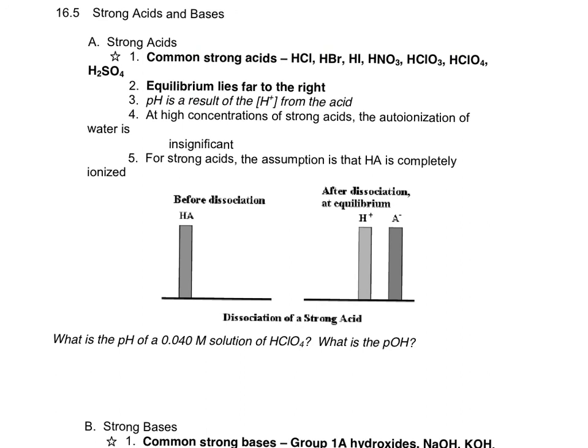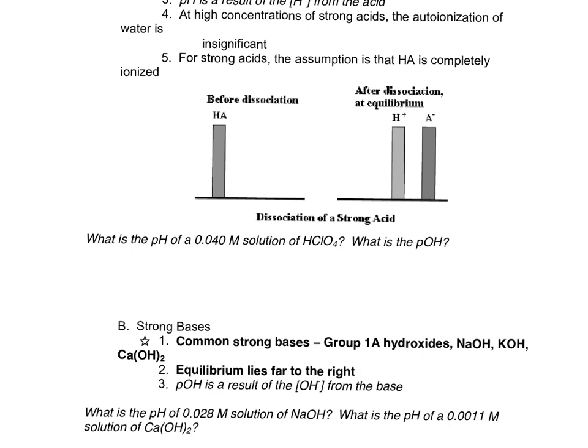Okay, here's our list of strong acids. We've seen these before. We need to make sure we know them. These are our most important ones to know. The others show up every now and then, but these 4 are probably the ones that show up the most often. We know that with strong acids, they have complete and total dissociation, so equilibrium lies far to the right. The pH of the solution is going to be completely and totally a result of the hydrogen ions from the acid. So the autoionization of water is really not going to matter too much with this.